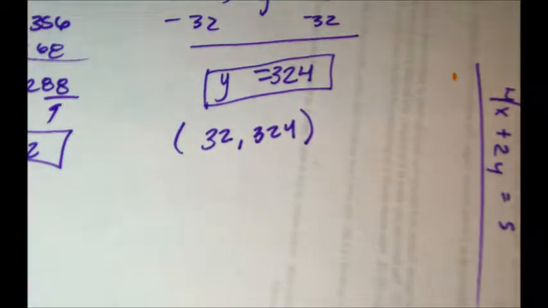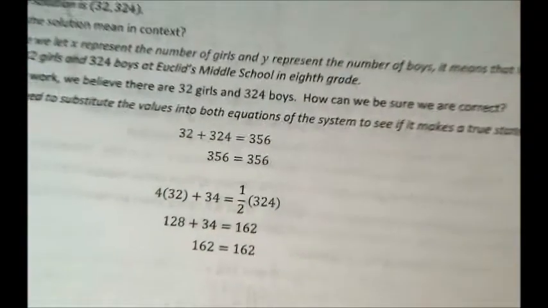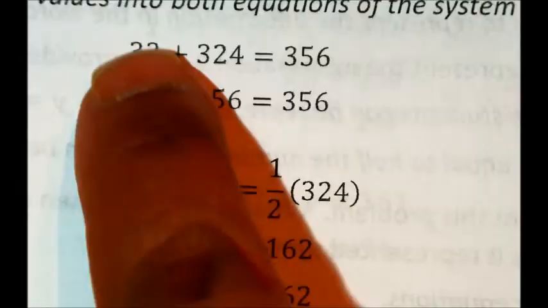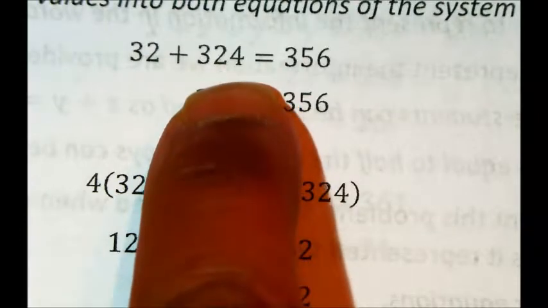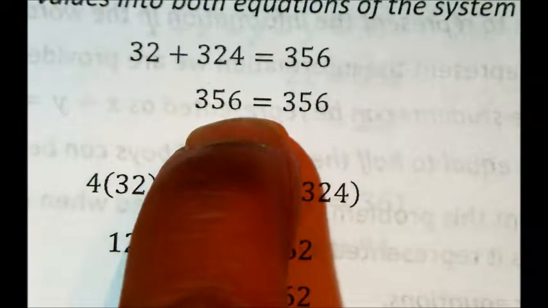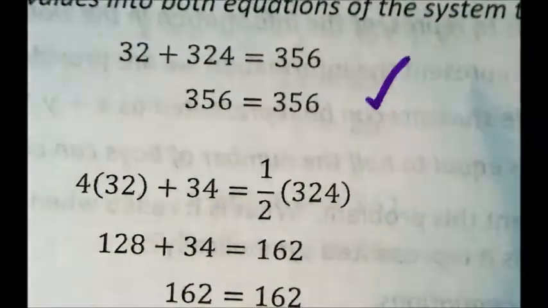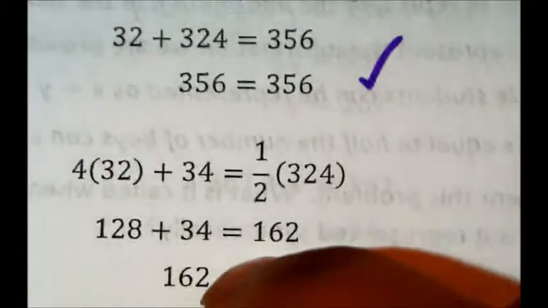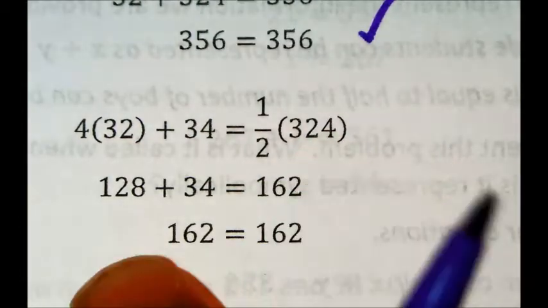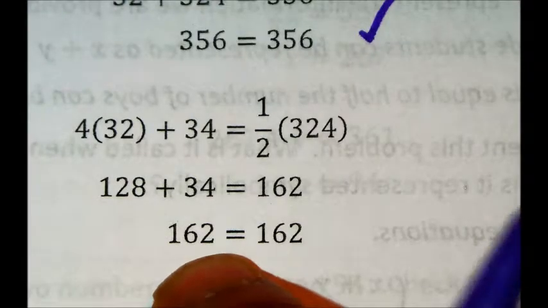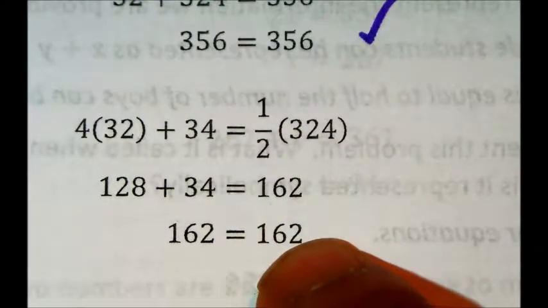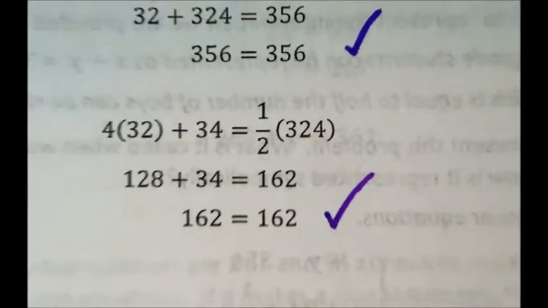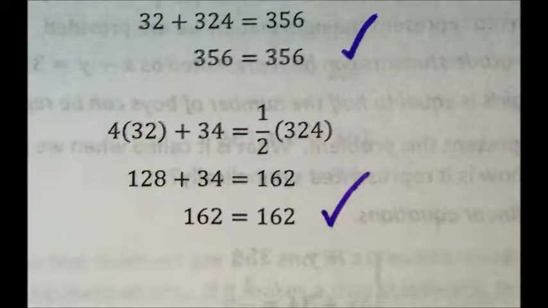How can we be sure that we're correct? Well, when we substitute the values into both of the equations of the system, we can see that it makes the equation a true statement. And let's take a look at that. When I substitute 32 plus 324 into the first equation, I get 356 on the left equal to 356 on the right. So I know that that is true. And likewise, in the second equation, when I substitute 32 for x and 324 for y, on the left, 128 plus 34 is 162. On the right, half of 324 is 162. So I know that 32 and 324 is the solution for the system of equations.